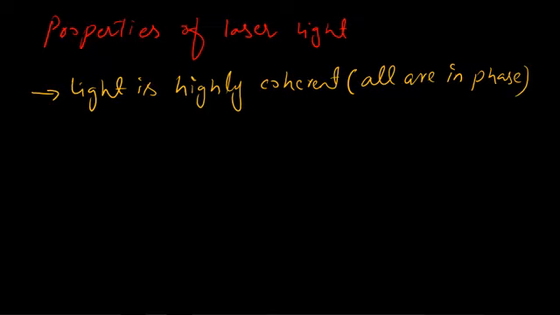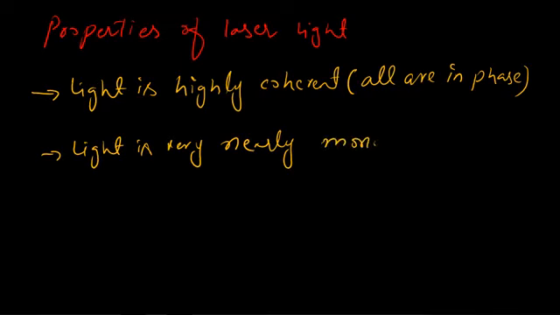And secondly, the light is very nearly monochromatic. Monochromatic light means that the light is of a single wavelength.